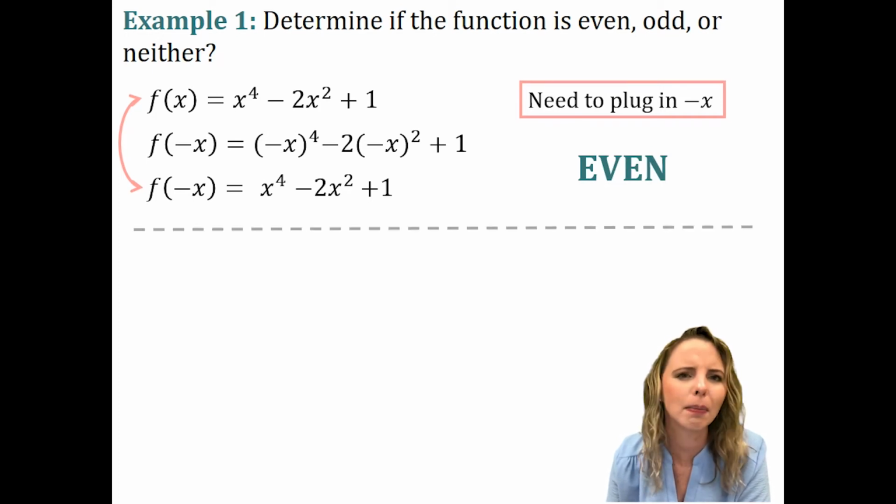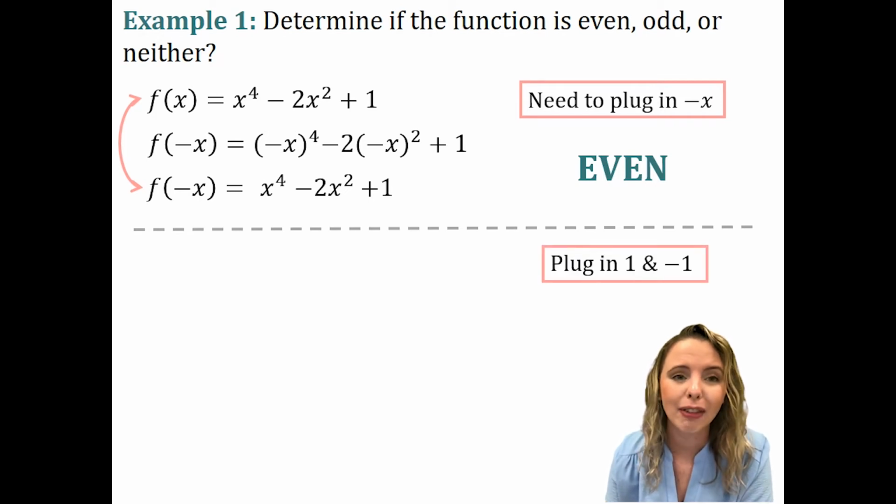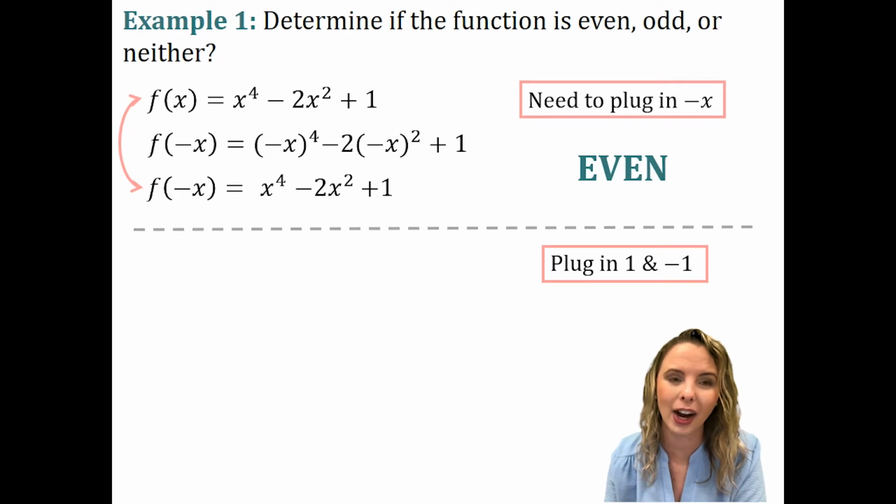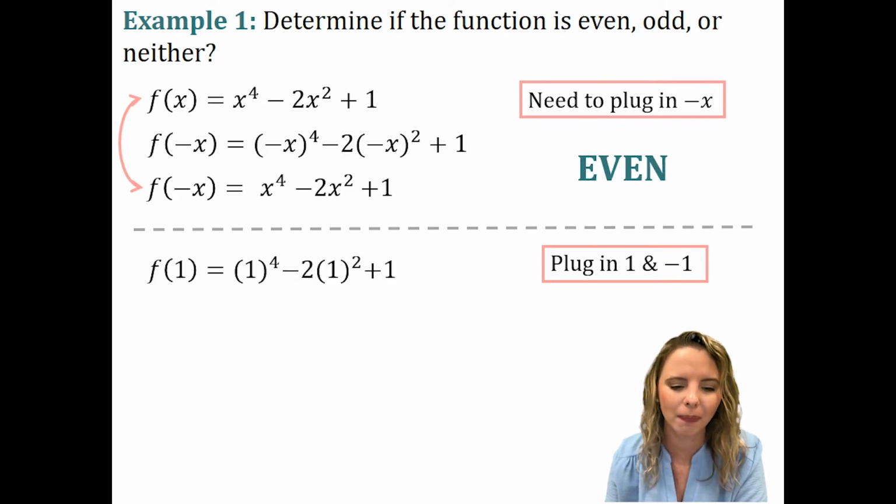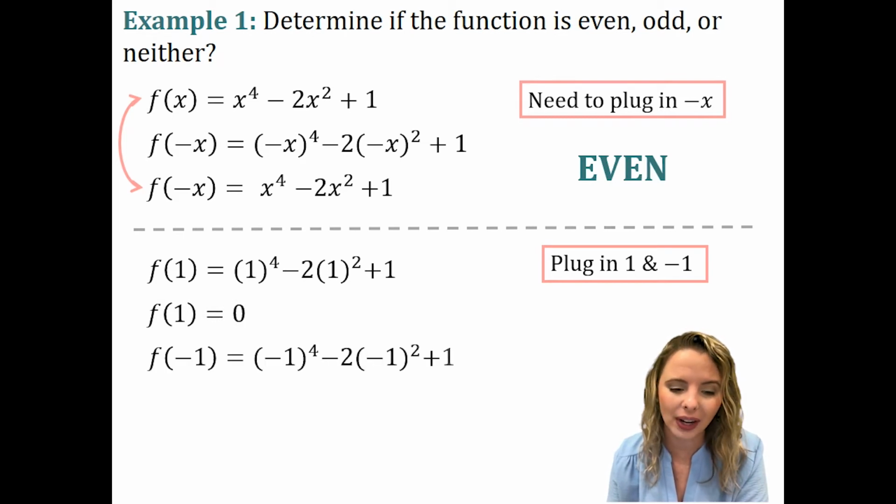Maybe that method didn't make much sense to you, so I'm going to show you another method. Instead of plugging in negative x, we can plug in 1 and negative 1 and compare our results. So let's plug in 1 to our original function. f(1), 1^4 - 2(1)^2 + 1 is going to equal 0. Now we need to also plug in negative 1. (-1)^4 - 2(-1)^2 + 1 is going to equal 0.